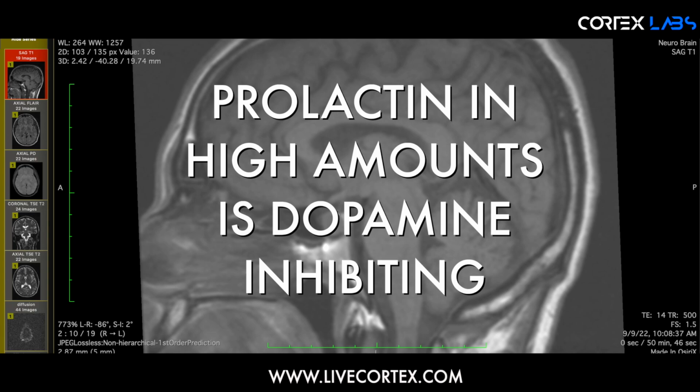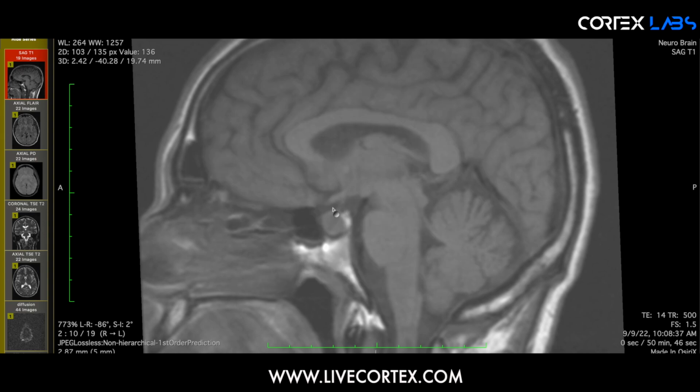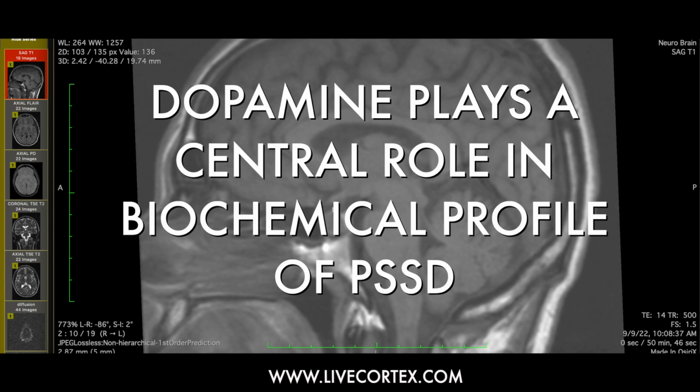Okay, so that is something to keep in mind about this relationship between prolactin and dopamine. As we all know, dopamine plays a pretty central role in the biochemical profile of people with PSSD, and usually it's a combination of a deficiency in dopaminergic neuron firing, dopaminergic cell body creation and projection in various regions, not just the ventral tegmental area, and dopaminergic receptor dysfunction.